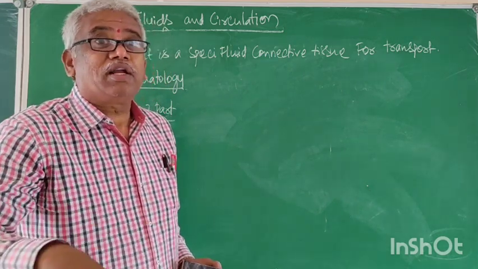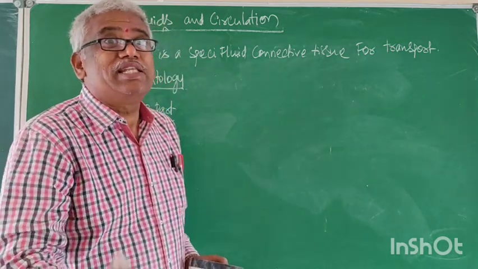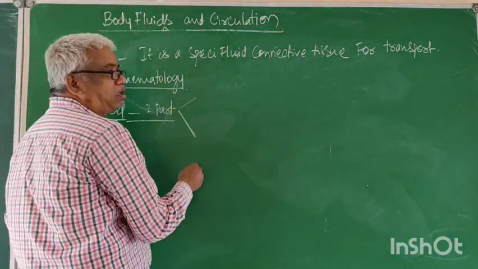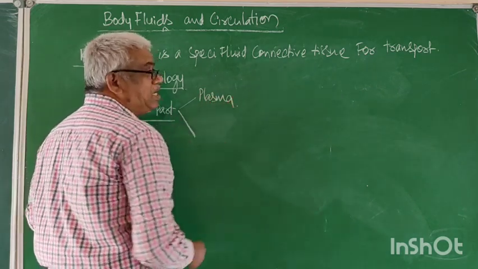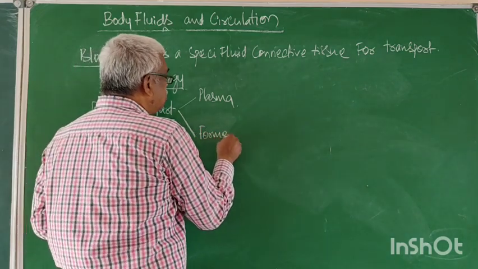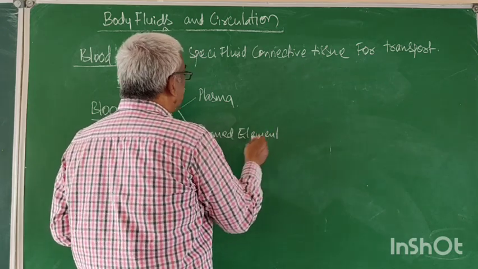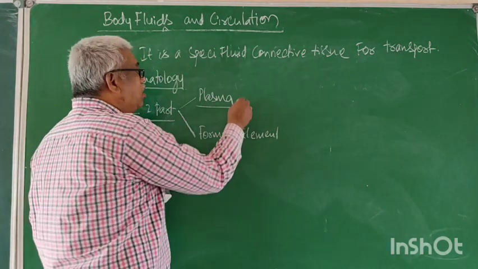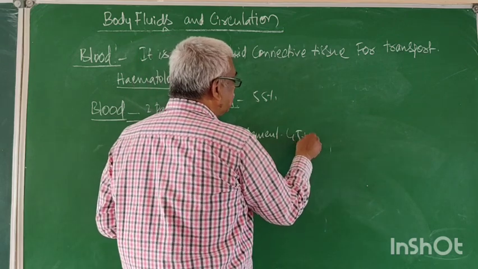Like fishes swimming in water, the cells are floating in the fluid. That means two parts. The fluid part is called plasma. Cells are called formed elements. Plasma is a fluid, 55%. Formed elements, 45%.